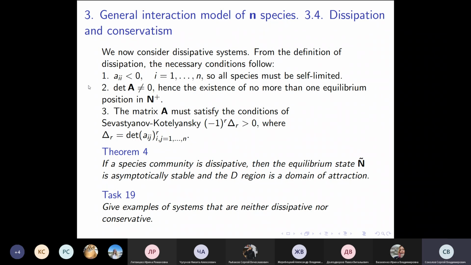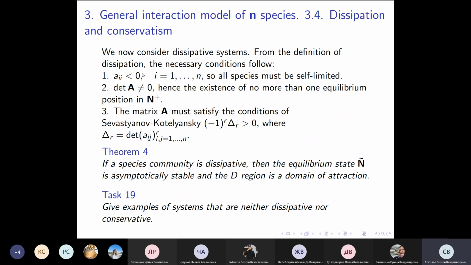What about dissipation? From the dissipation definition, we can formulate some necessary conditions. First of all, A_ii must be negative, so all our species must be self-limited. Otherwise, our matrix will not be dissipative. There will be no negative definite form.